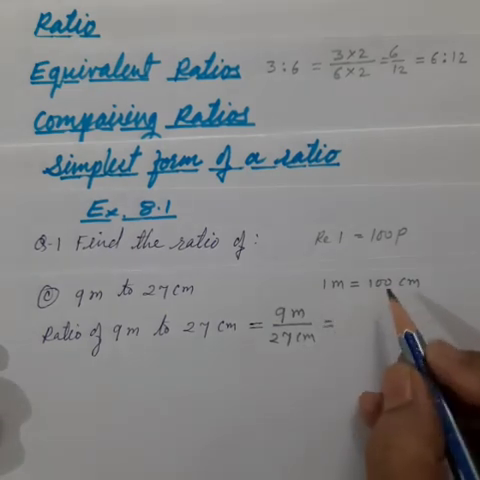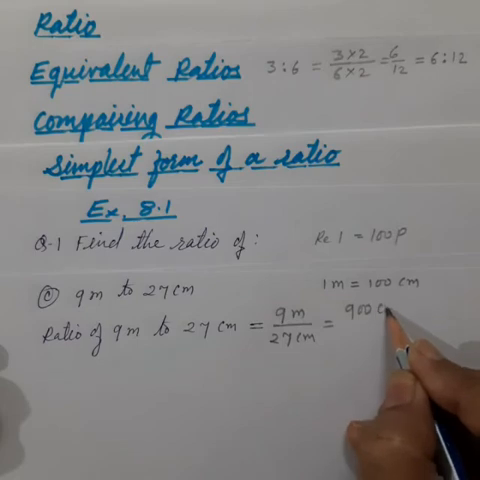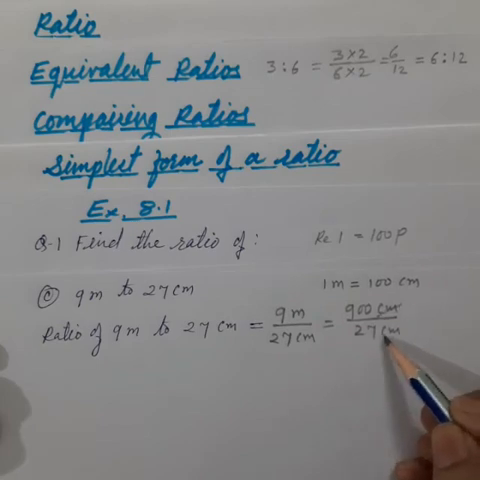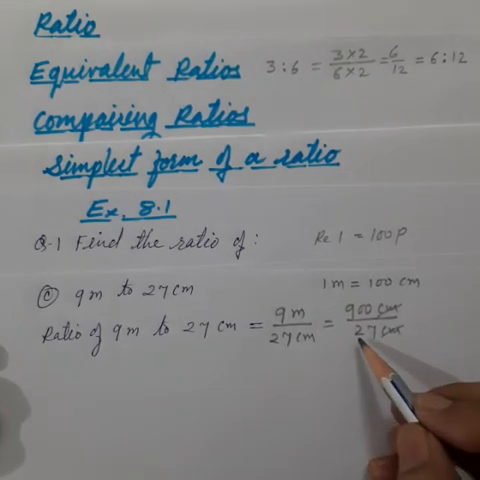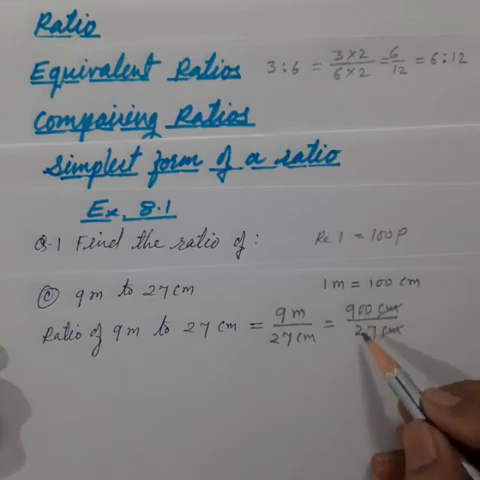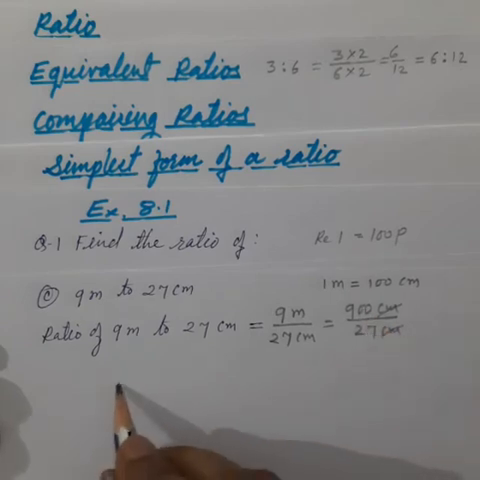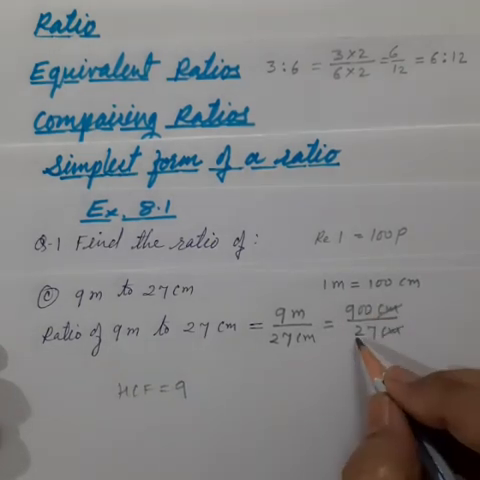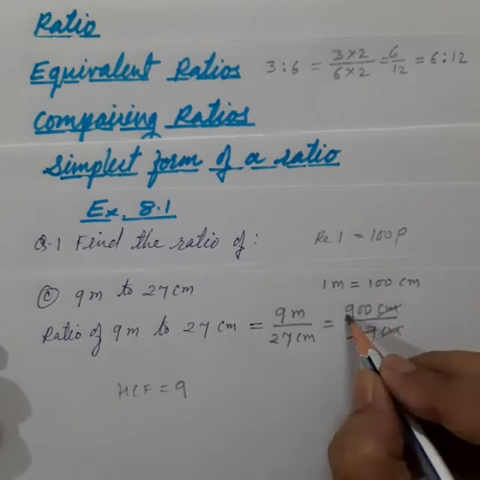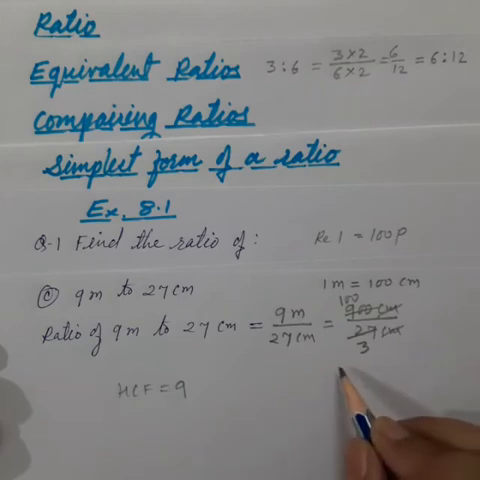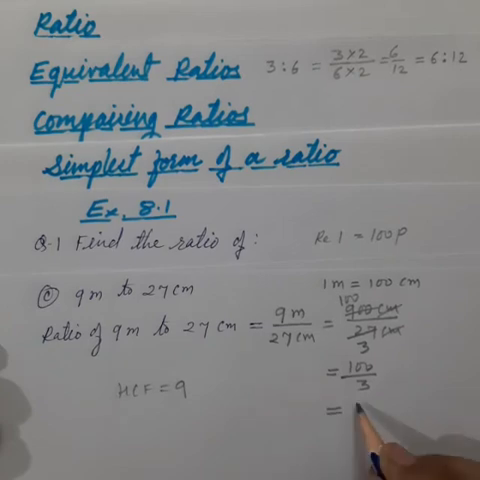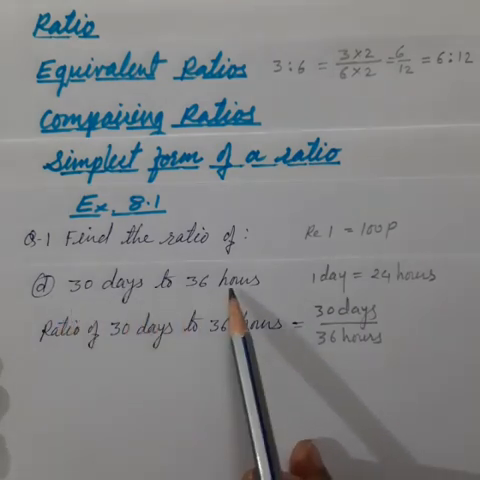So multiply 9 by 100. We'll get here 900 centimeter divided by 27 centimeter. Units are same, so it will cancel. Now find out the HCF of numerator and denominator. HCF here is 9. Divide both numerator and denominator by 9. 9 3s are 27 and 9 hundreds are 900. So we get fraction here 100 by 3 and the ratio is 100:3.